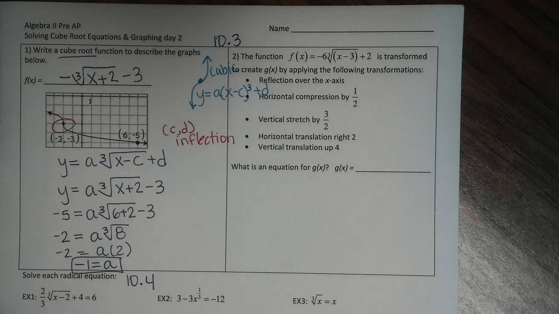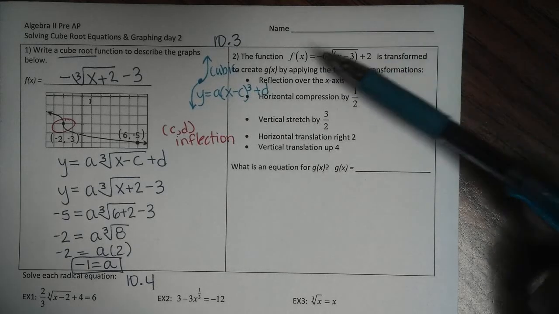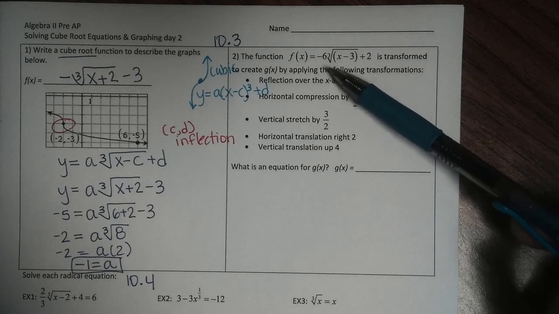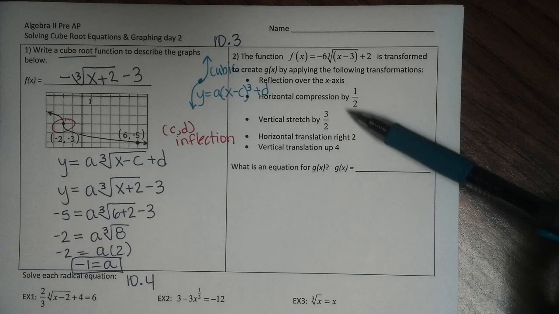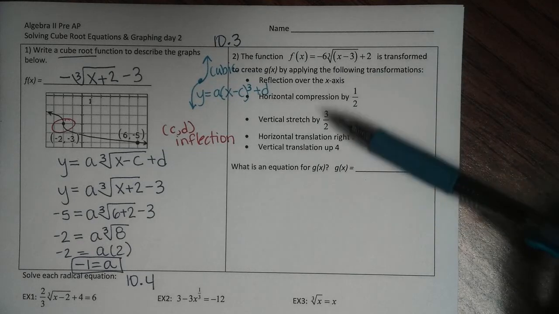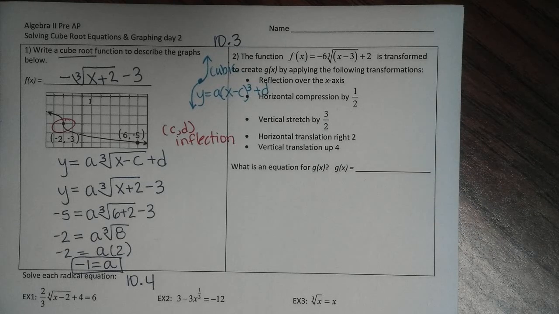I think these will be the hardest ones, because the rest are just multiple choice, pretty easy. So let's do something like number 2. If f of x is negative 6 cube root of x minus 3, plus 2, and the following transformations are applied on f of x, find the new equation g of x. Again, we did it last time when we did cubics.